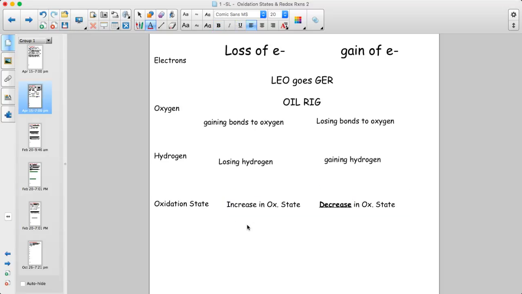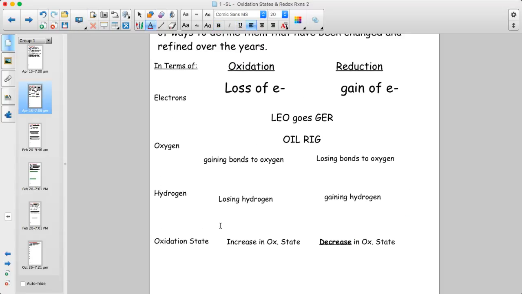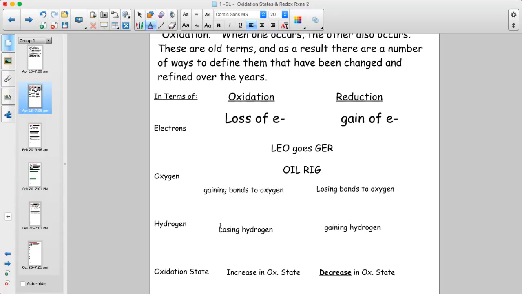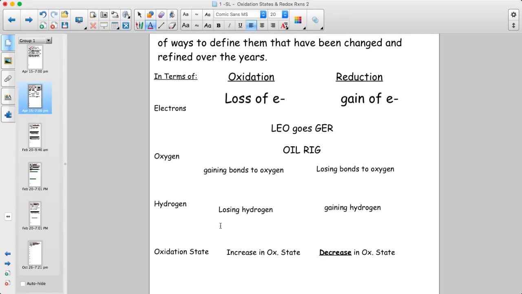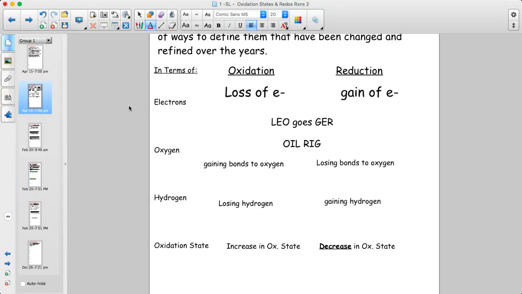It's a decrease in oxidation state. But again, it's better to see these things in practice. These are all different definitions and ways to think about what the terms oxidation and reduction really mean. The most technical one to know is the electron one, but the other ones do come up from time to time.